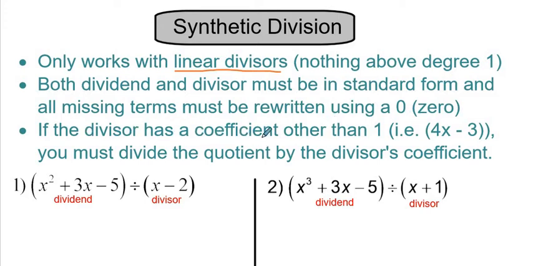If the divisor has a coefficient other than 1, you must divide the quotient by the divisor's coefficient. What that is saying is there's a problem when you have a number in front of the x. So the first two examples don't have that, and then we'll look at problems. So let's learn the process.